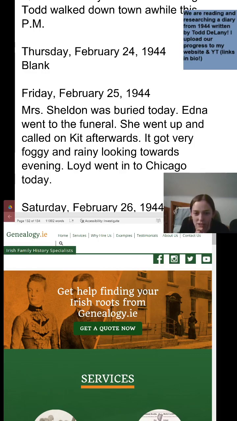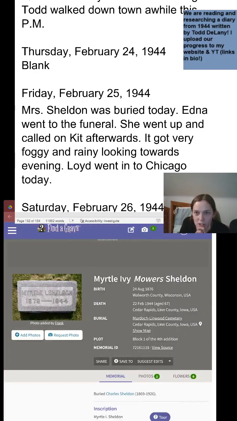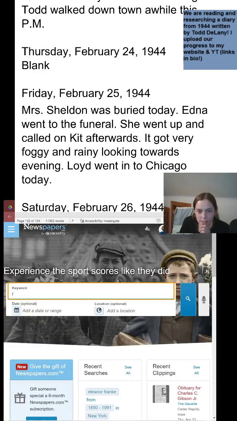Okay, so... Who is Mrs. Sheldon? We found her gravestone, but I haven't looked for any pictures of her. What I would do next to find pictures of her would be to go on to newspapers.com, but it's getting kind of late.